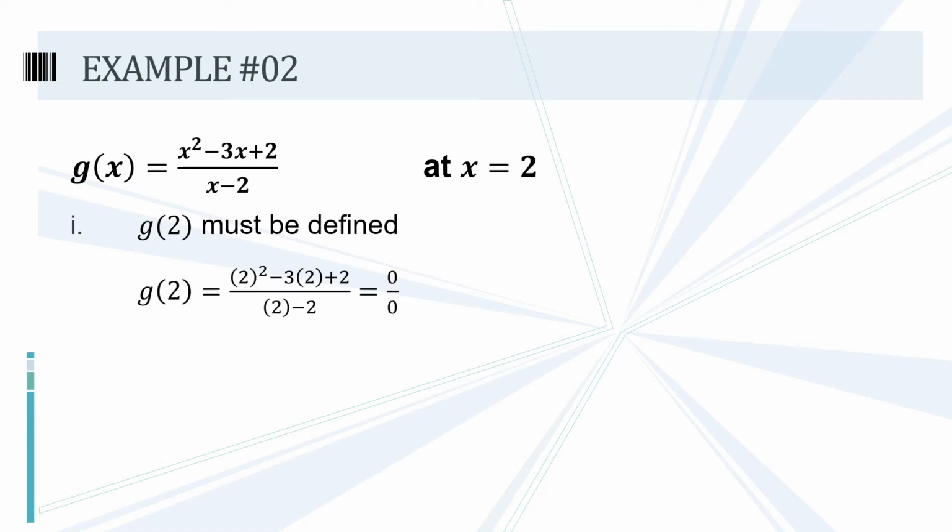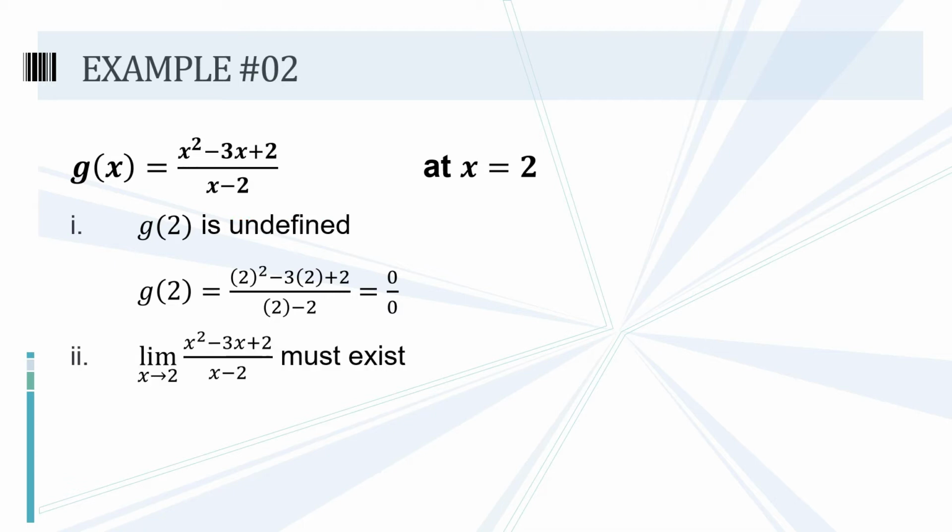By direct substitution, that is just equal to 0 over 0, which is indeterminate form siya. Therefore, g natin is not defined. It is undefined. Okay? So we are sure that g of x is not continuous at x equals 2. Ngayon naman, tignan natin, anong type of discontinuity ito? By checking the second criterion, the limit of x squared minus 3x plus 2 all over x minus 2 as x approaches 2.